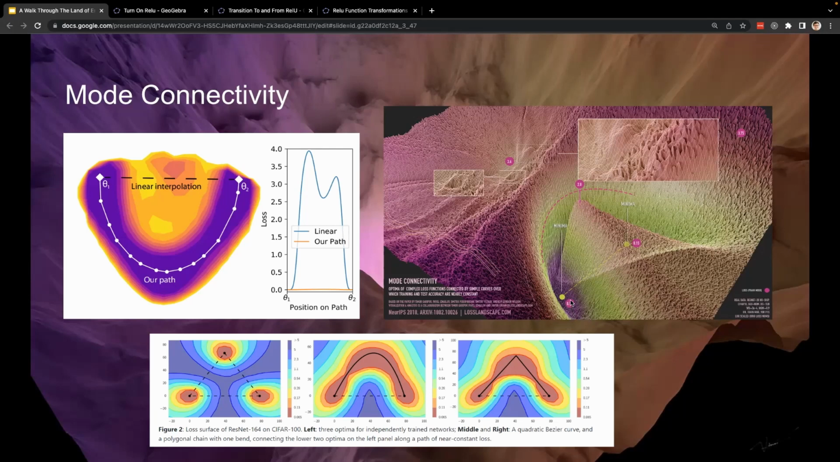But what people are finding is that if you, instead of restricting yourself to a linear path, allow yourself a curved path, all these basins are connected. So you can see in this picture, if you come along here and go around the other side, they're connected. And here's another paper that was essentially written at the same time, and they found the same thing. You just got to go around. So it's pretty interesting. And this next slide is going to be kind of funny.